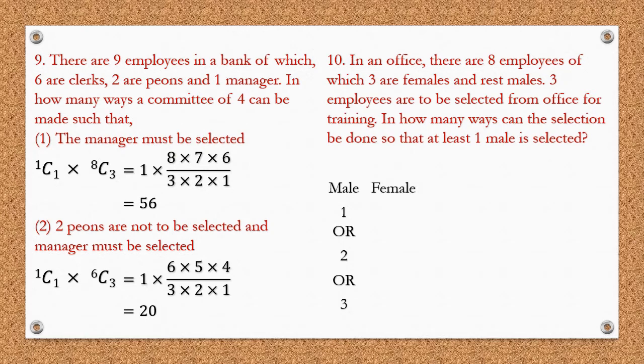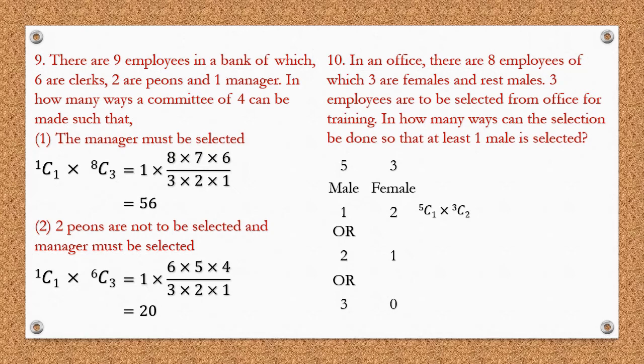And now if we talk about females, then if we are selecting 1 male, so out of 3 people, if 1 is male, then 2 must be females, or if 2 are males, 1 must be female, or if 3 are male, 0 female is to be selected. And we know that total males are 5 and total females are 3. So now based on this we will create our combinations. First of all, 1 male and 2 female out of 5 male and 3 female, that is 5C1 into 3C2.